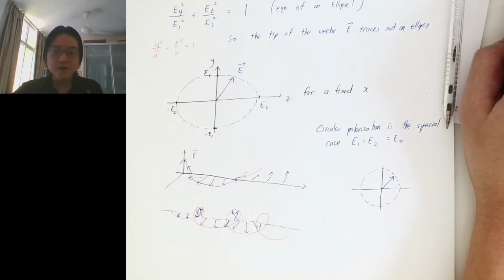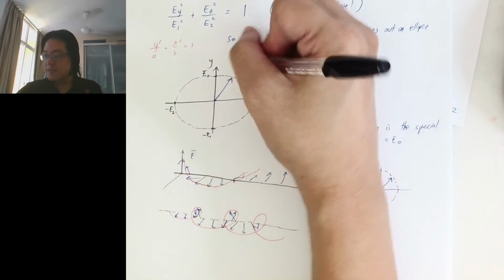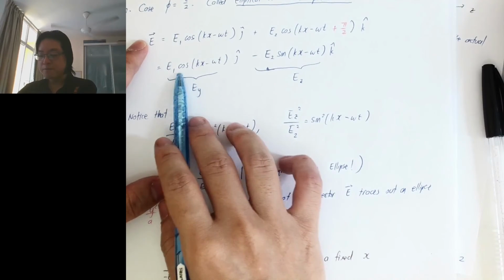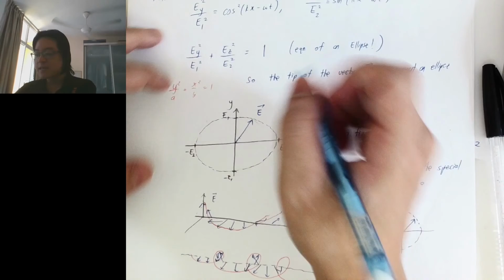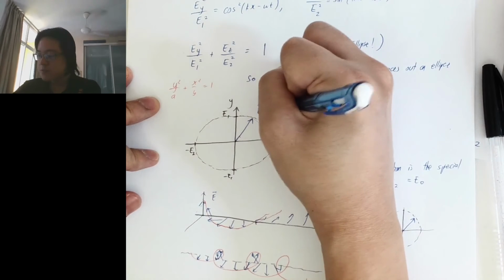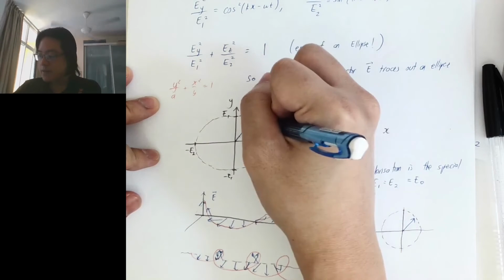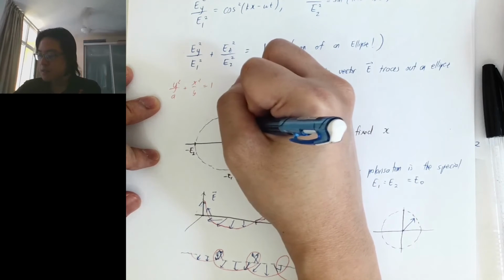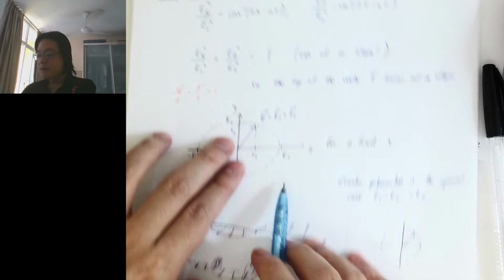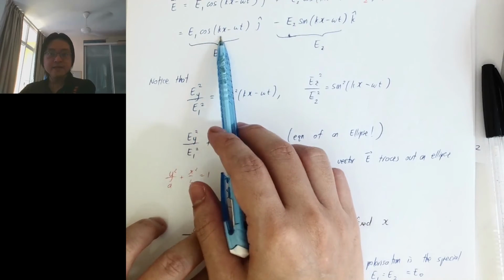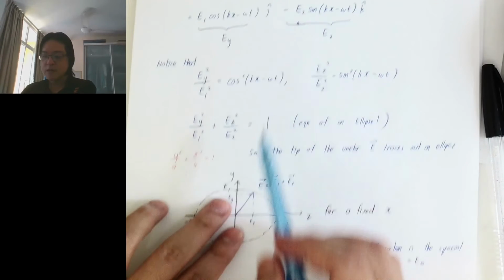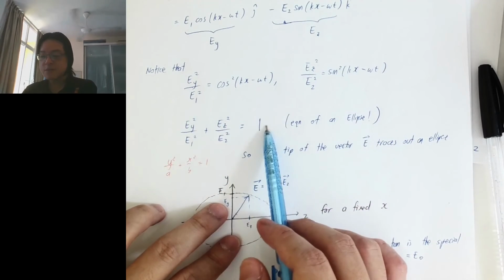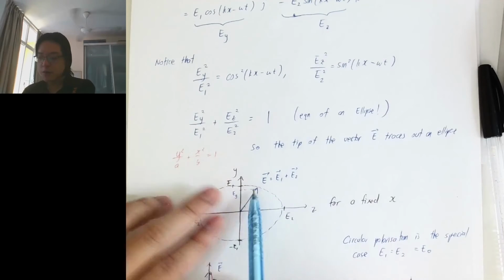Yes, the arrow is E1 plus E2. Remember, what is E? E is this plus this, so it has Y and Z components. So this is E1 plus E2, and this gives me the Z component, and this gives me the Y component. The Y and Z components will change according to this formula, but no matter how it changes, we have proven that this square plus this square is equal to 1. So it has to satisfy this equation on the YZ plane.